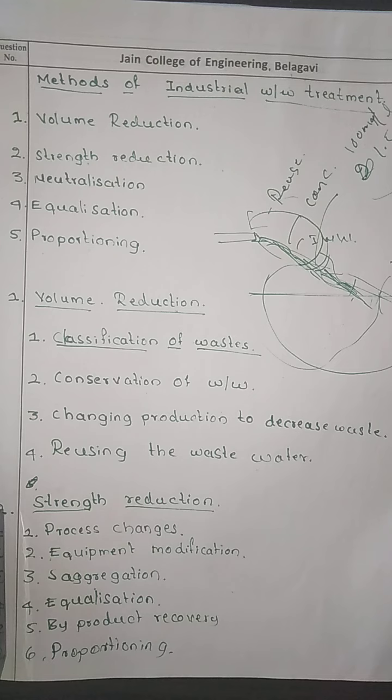Now, how can we have process changes? The leather industry uses lime and sulfides, but we can replace them with amine enzymes, and we can reduce the concentration of the wastewater. This is one example of process changes. Like this, there are several examples.